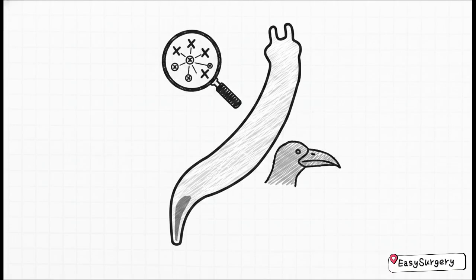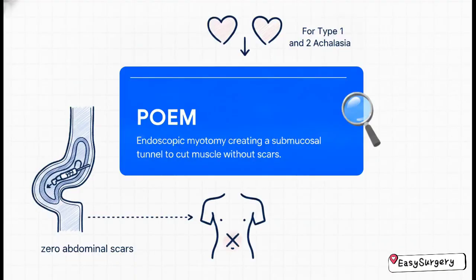It's a very smooth, gradual tapering down to the tight sphincter, which looks completely different from the abrupt, ragged narrowing you'd see with an esophageal cancer. The modern fix for this is absolutely brilliant.